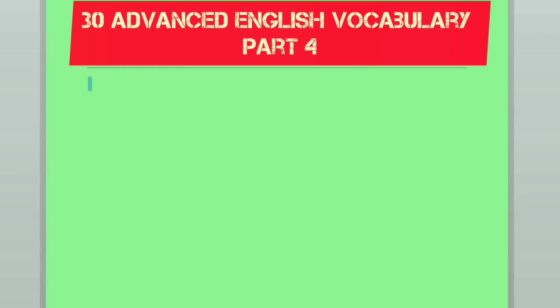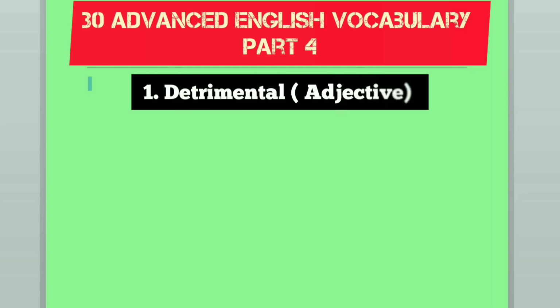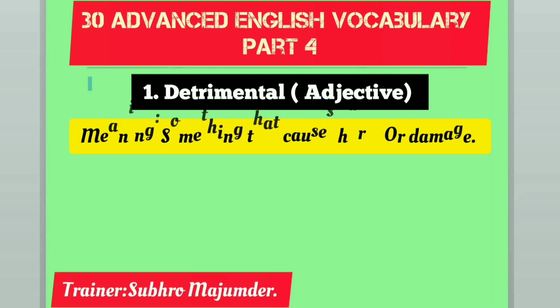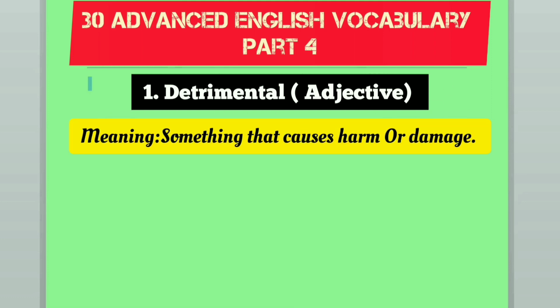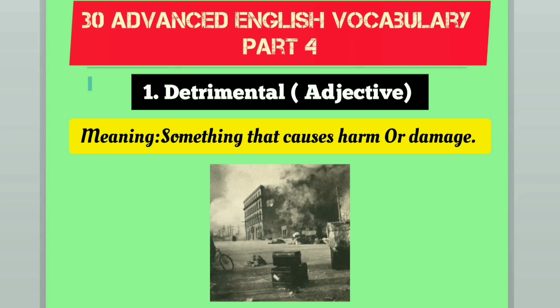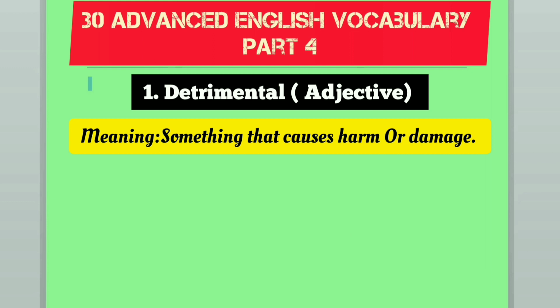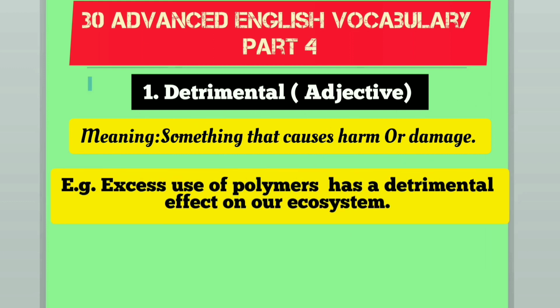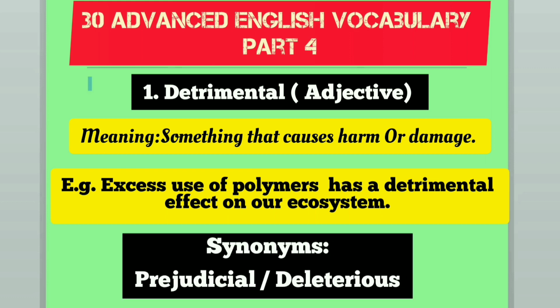So, friends, the first Advanced English Vocabulary which we have for today, which you see on your screen, is detrimental. Detrimental is an adjective that means something that causes harm or damage. Okay, so as you see, the meaning is given. So let's see how to use this beautiful vocabulary. Excess use of polymers has a detrimental effect on our ecosystem. So we can use two wonderful vocabulary in place of detrimental. The first is prejudicial and the second one is deleterious.